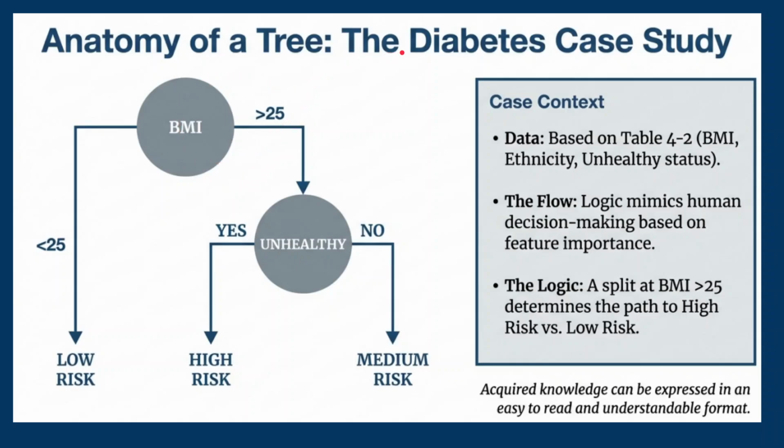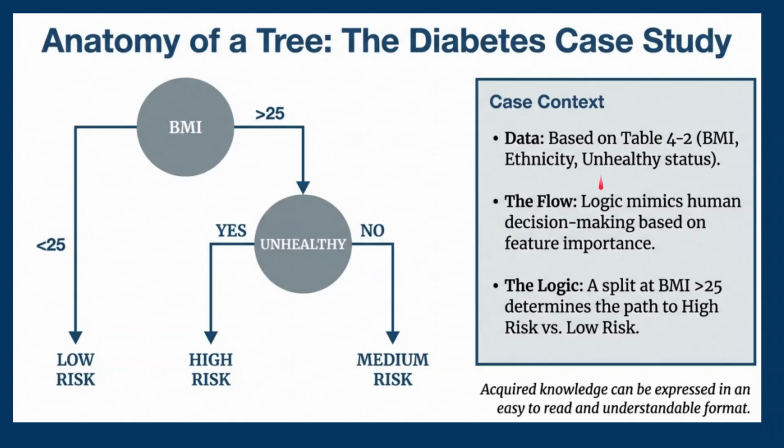This is the example taken for a diabetic patient case study. So BMI, the body mass index, is used to find the low risk, high risk or medium risk for the patient. So here the context is given. The data is based on the table which is given earlier, which has BMI, ethnicity and unhealthy status. BMI is the body mass index, and ethnicity is the group of people where they are. It's one type of group of people we can represent. Okay, and then unhealthy status.